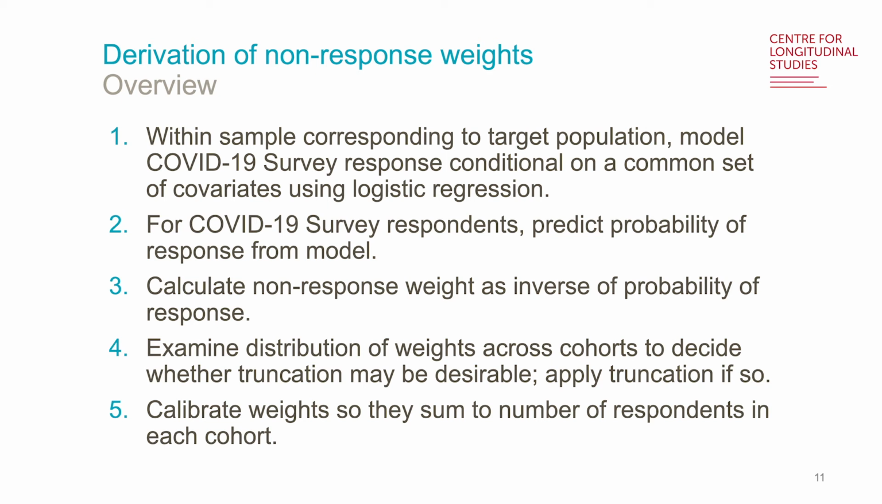So what we did here is we just conducted some test analyses at different levels of truncation to see if we could truncate the weights in a way that would allow us to still reduce the bias due to the non-response, but in a way that minimizes any increase in the standard error or confidence interval width. And in the final step, we calibrate the weights so that they sum to the number of respondents within each cohort.